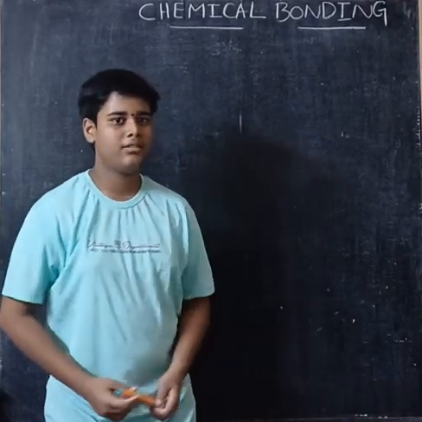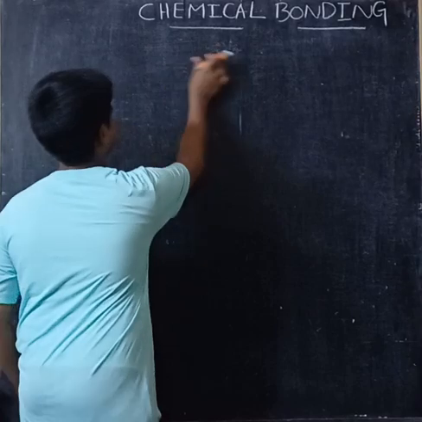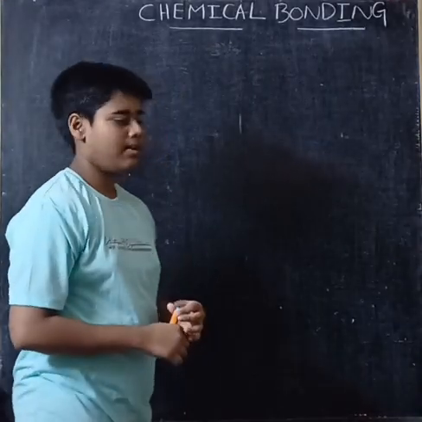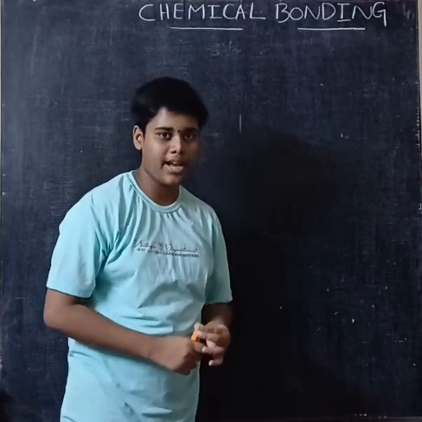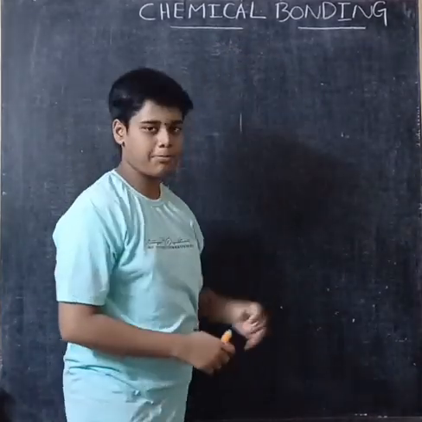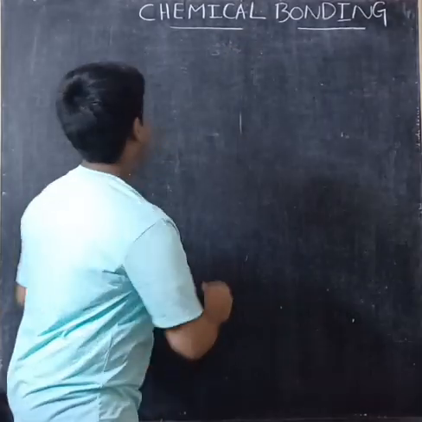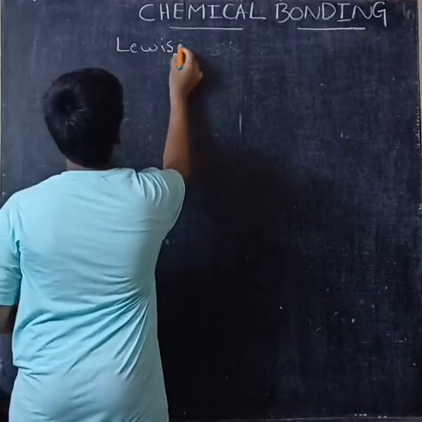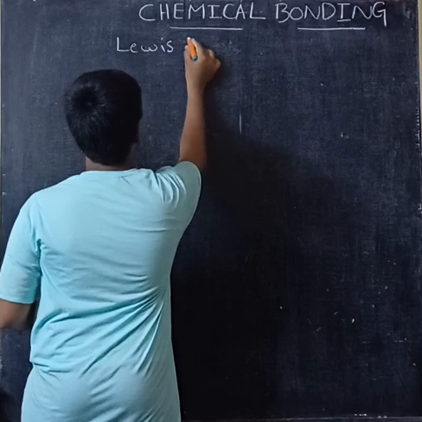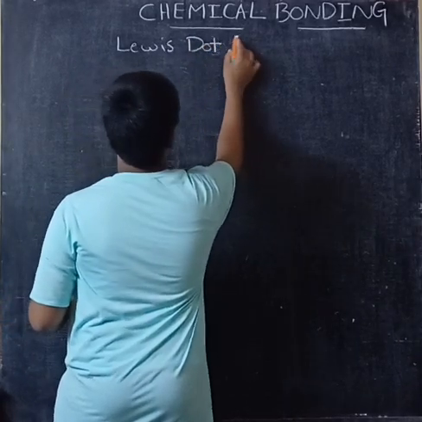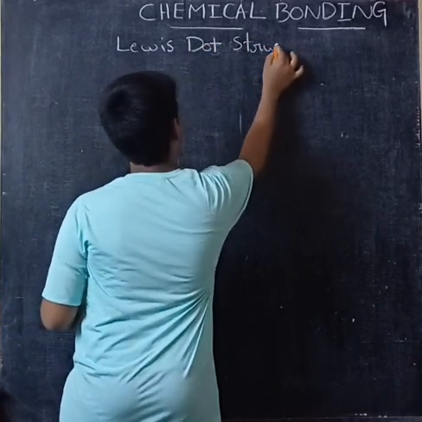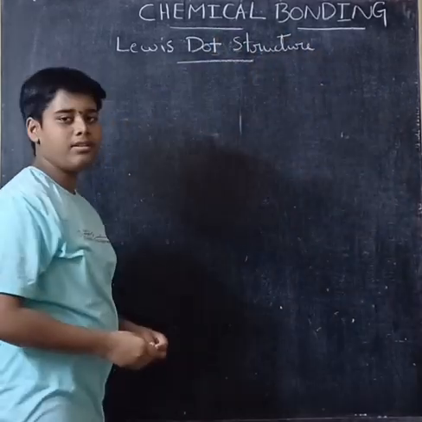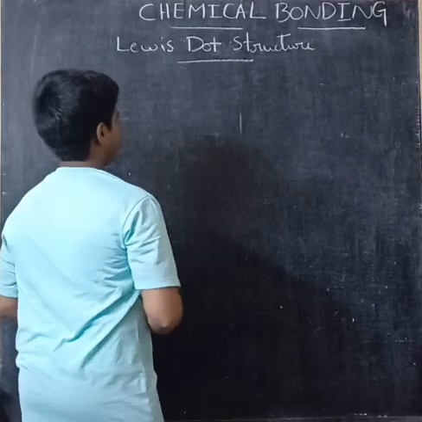I am Bala. Today I will explain a new topic from chemistry, chemical bonding. So what does chemical bonding mean? For acquiring stability of two atoms, chemical bonding takes place. Okay, and if we see here, the subtopic in chemical bonding is the Lewis dot structure. Lewis dot structure. And what does Lewis dot structure mean?